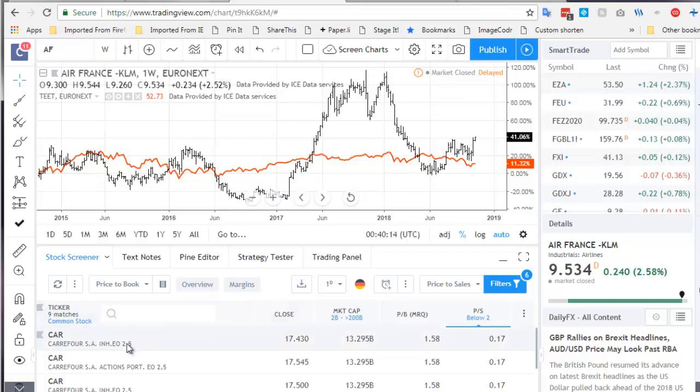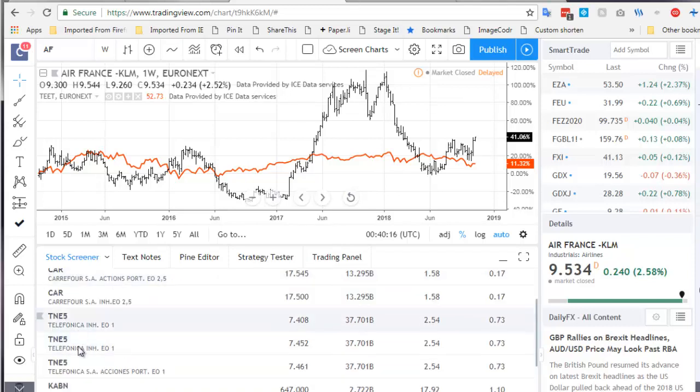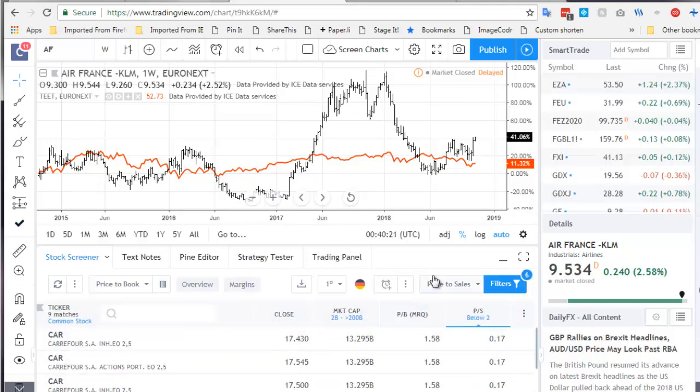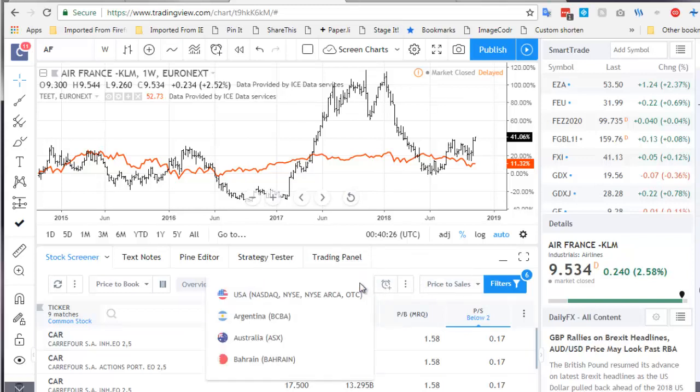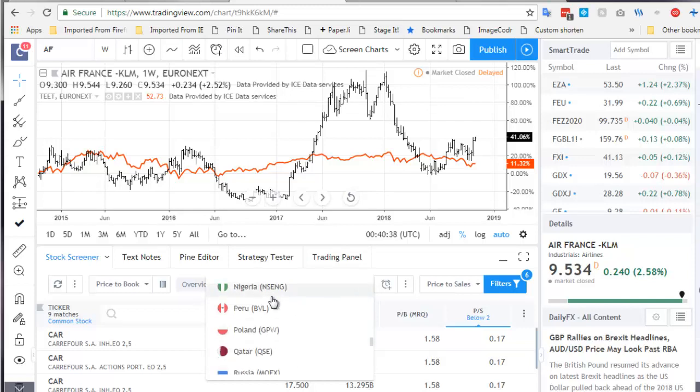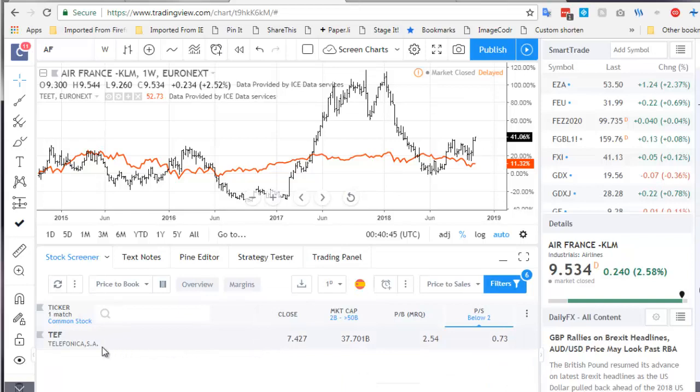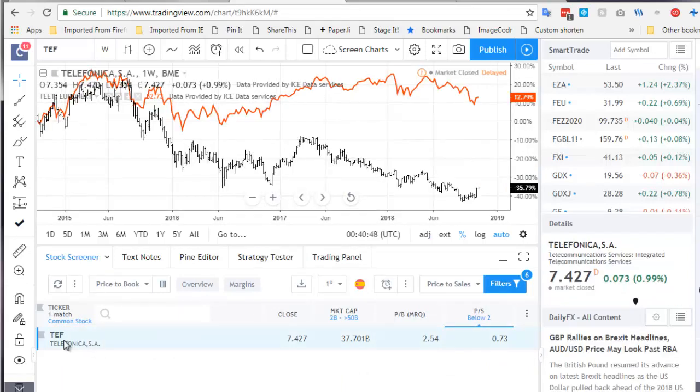On price to book, Carrefour pitches up as it's listed in Germany, and this is the other one that I actually like the look of, Telefonica. It's pitched up on the price to sales, but I want to look at Telefonica in its own market, the Spanish market. So if we go down here, I can just work through all the markets. I'm overexposed to Italy, so I don't want to invest any more in Italy. Singapore, South Africa, South Korea, Spain. And there I'll see Telefonica pitching up.